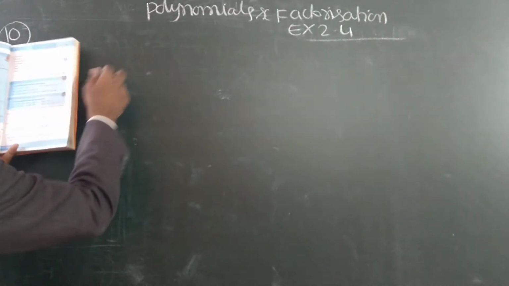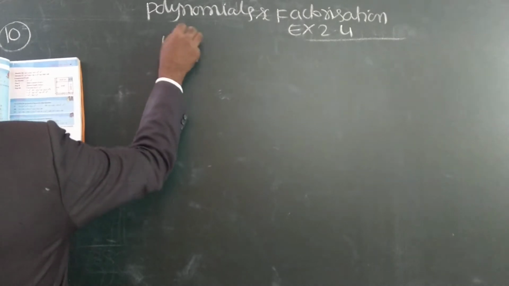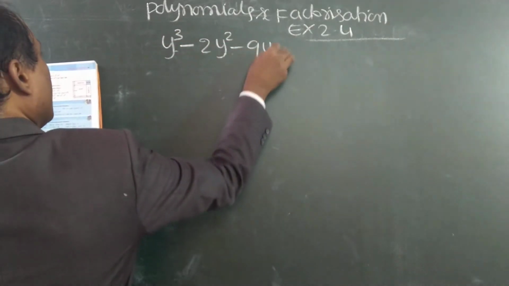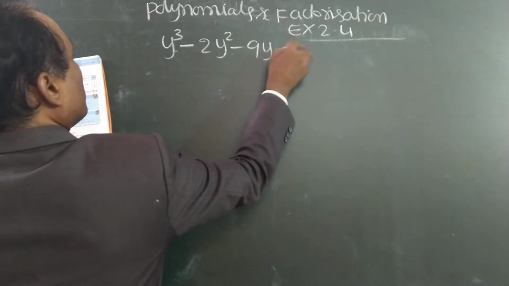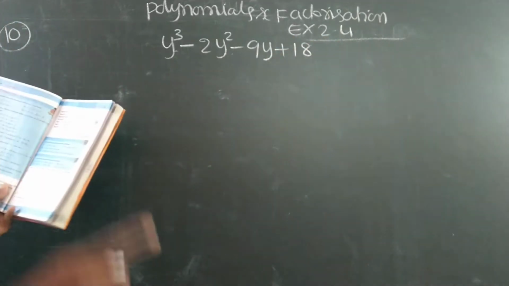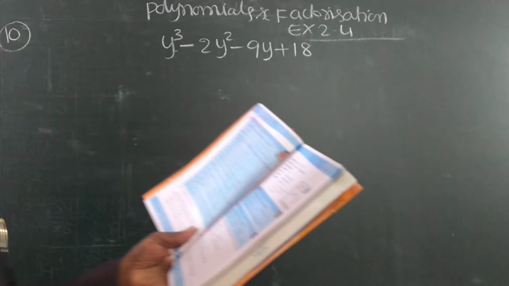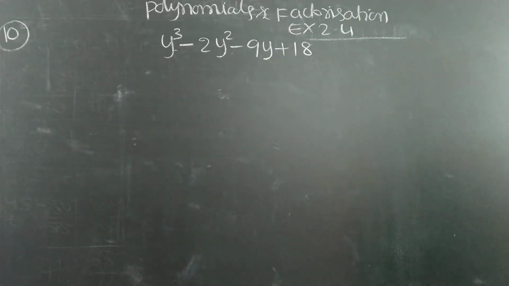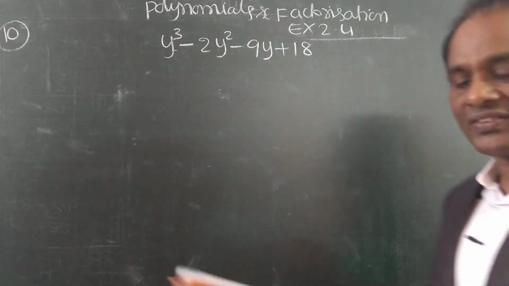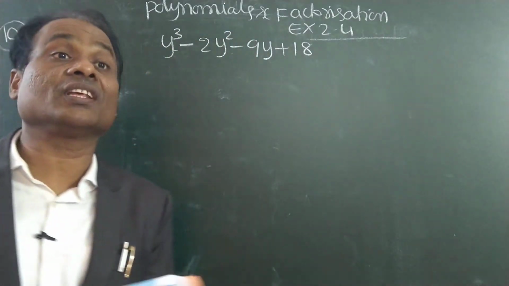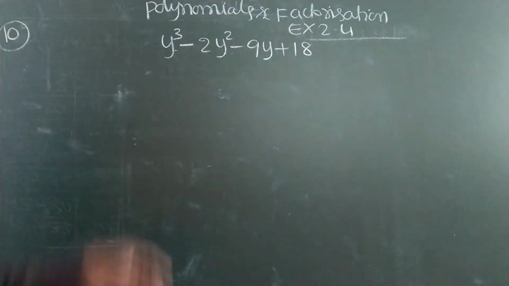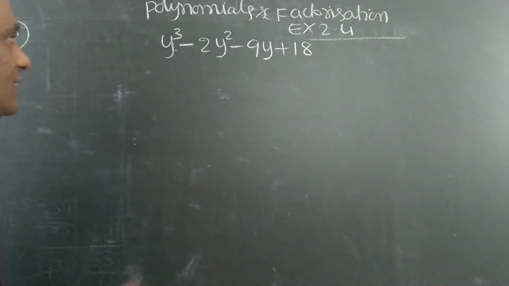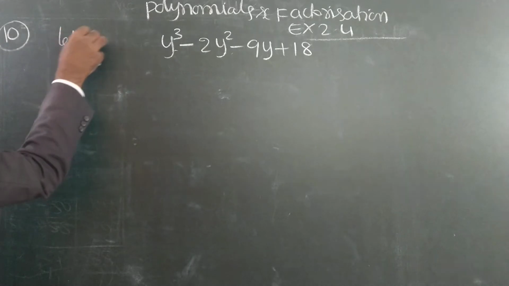See here, y cube minus 2y square minus 9y plus 18. Students, this is the polynomial. First, we have two questions. The first question is to show y minus 3 is a factor of this, and the second question is to find the other two factors. Take it as p of y.